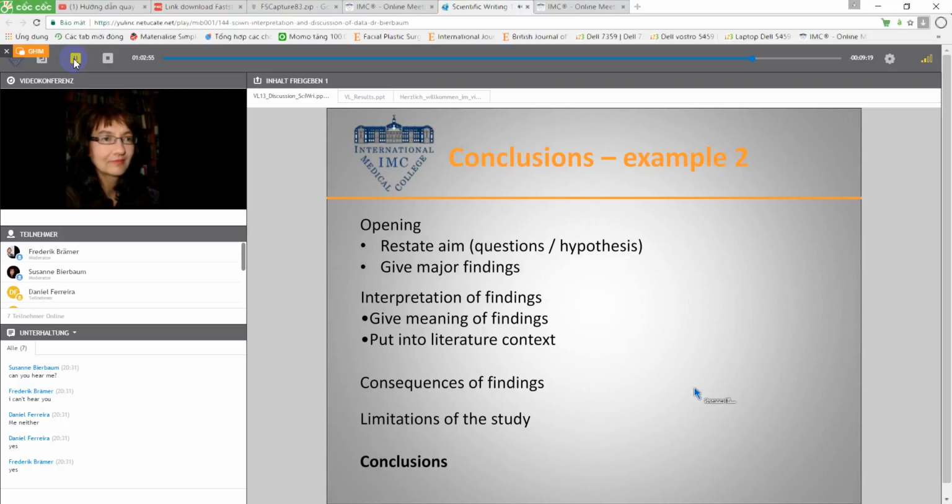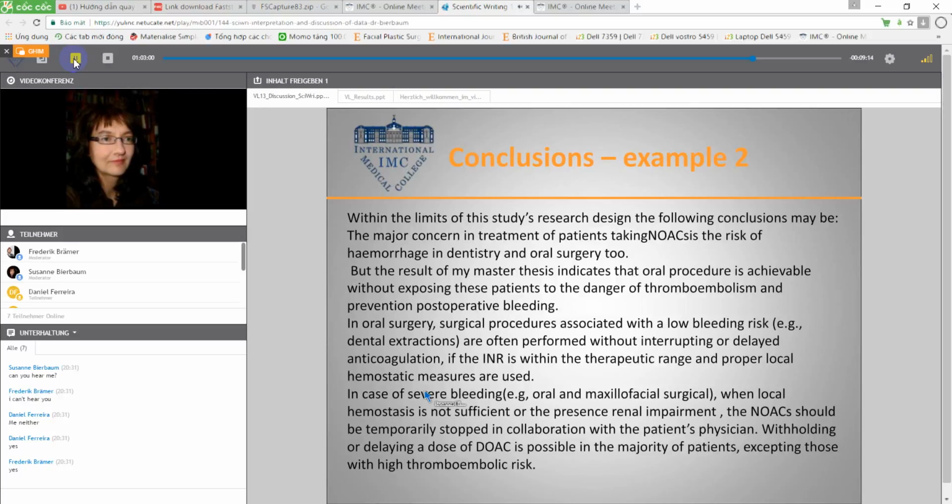Last part, conclusions. These are the conclusions. And as you may expect, I'm going to say now, they are a bit too long. Keep them short. Really, the main findings, the main thing you want them to remember. Do not make a list of points that you think are important. The main one.